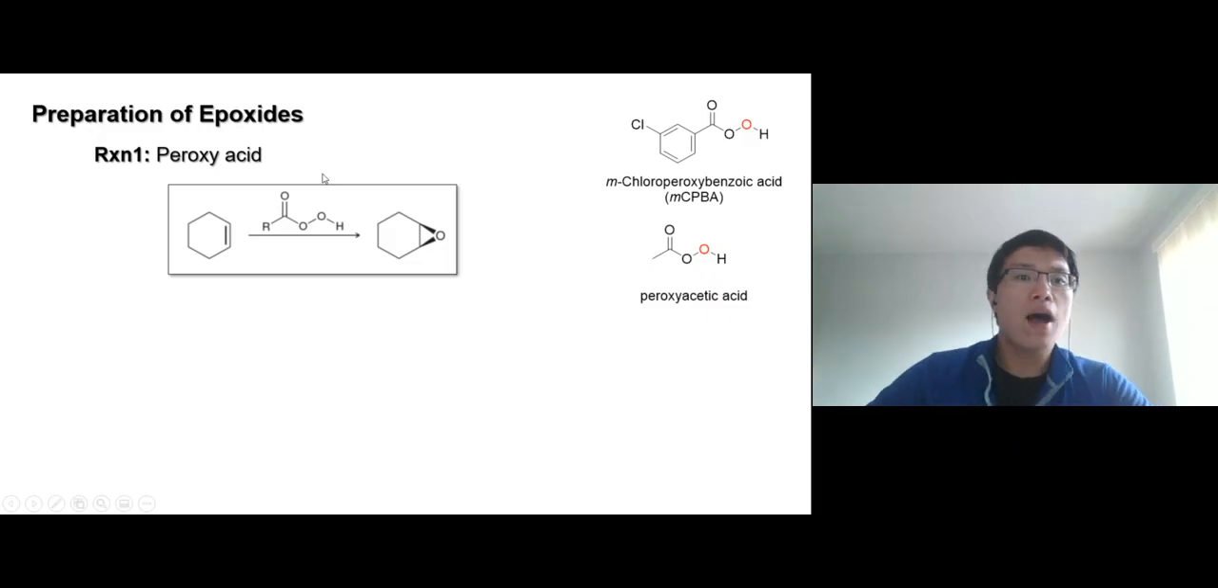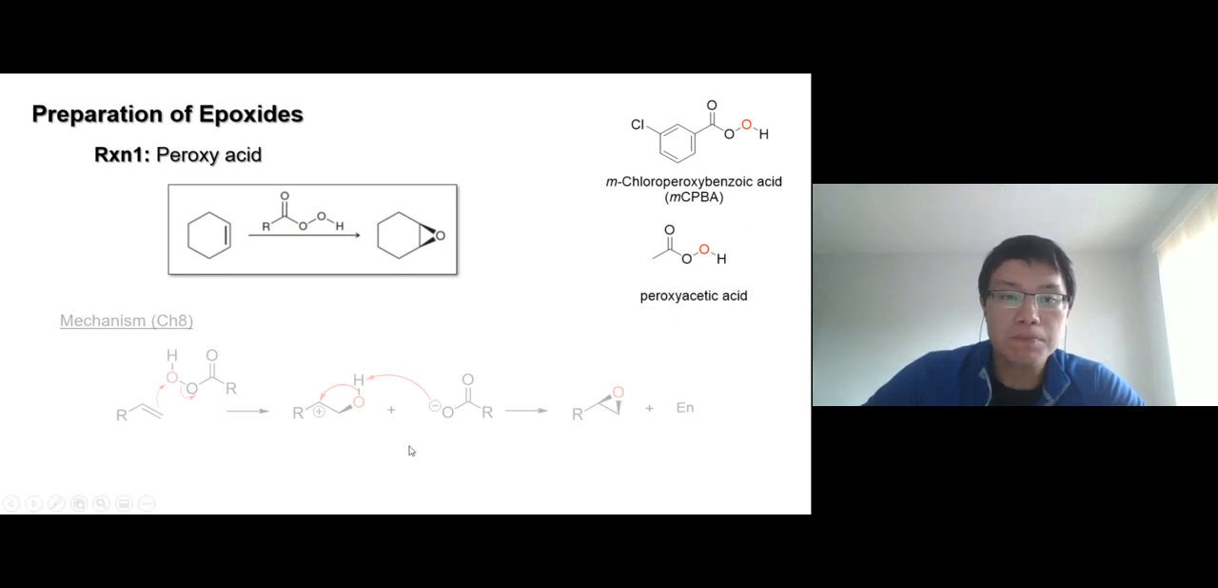All right, next up, we're going to talk about how to make an epoxide. Okay, there are two reactions. The first one you have seen before. So this is from alkene, adding peroxy acid. The common one is MCPBA or peroxyacetic acid. Either one works. Right? Add on to here, you get an epoxide.